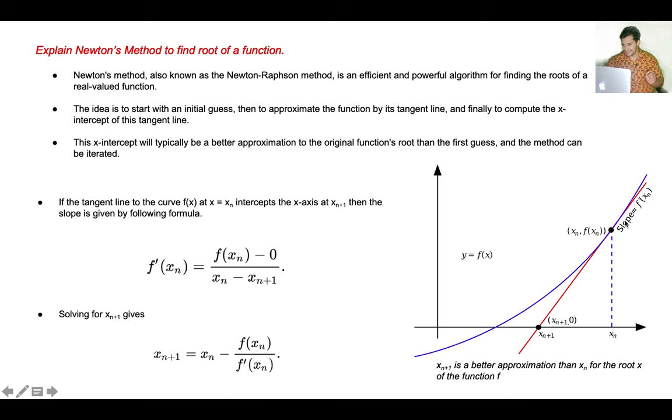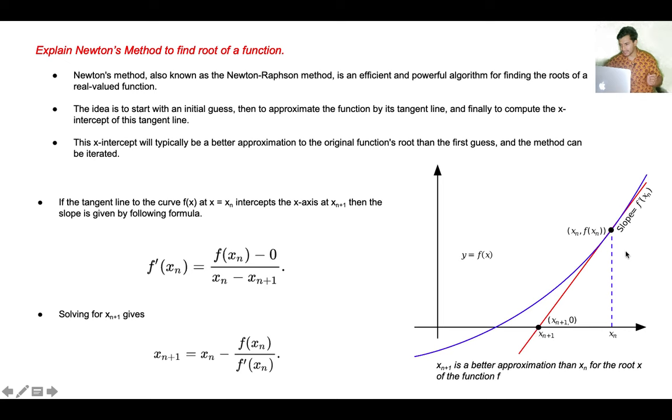The idea is to start with an initial guess. You take any point, you start with an initial guess, and then approximate the function by its tangent line, and finally compute the x-intercept of this tangent line. The x-intercept will typically be a better approximation to the original function's root than the first guess, and the method can be iterated. So you start with an initial guess, and then you better your guess by drawing a tangent line. From this point you draw a tangent line and the x-intercept, wherever the line touches the x-axis, that will be again a better guess of the root of this function. Right, so you start with this point, you draw a tangent line, and the x-intercept, the point where this line touches the x-axis, is this point, which is x n plus 1.